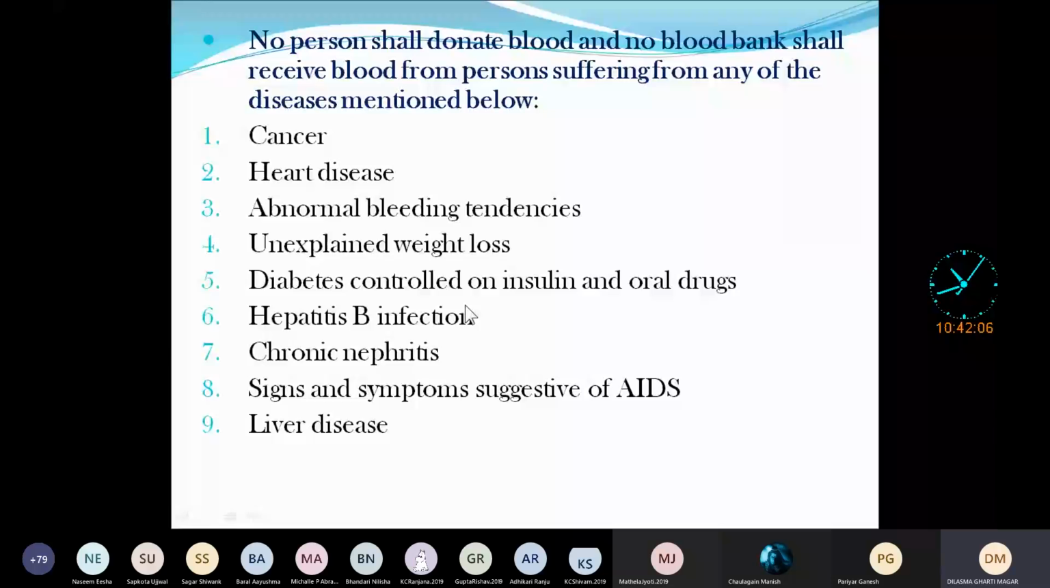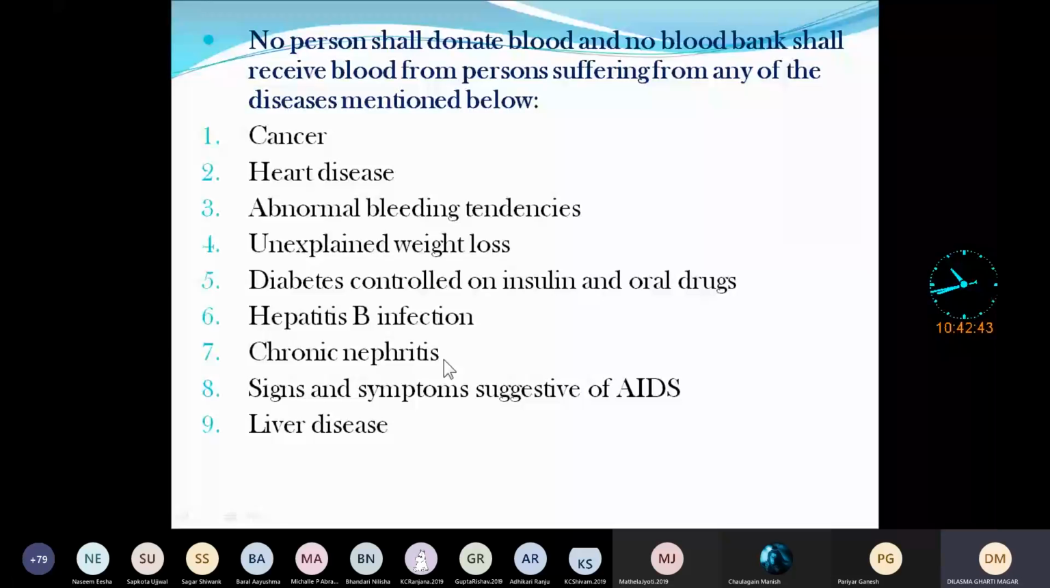And in case of hepatitis B infection, we will not take blood. In case of chronic nephritis also, we will not take blood at all. And in case of signs and symptoms suggestive of AIDS, or an HIV positive person, we will not take blood. And in case of liver disease, there can be anything, isn't it? Hepatitis can be there, cirrhosis can be there, or carcinoma can be there. In all these cases we will not take the blood, and persons having these diseases should not give blood. So I'll repeat this slide once again.